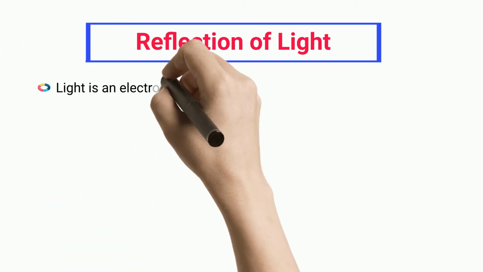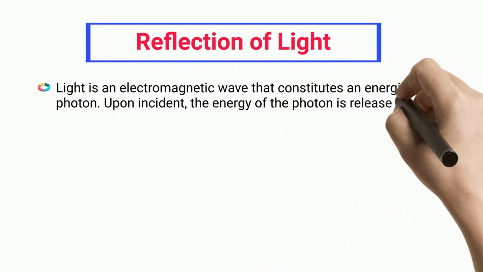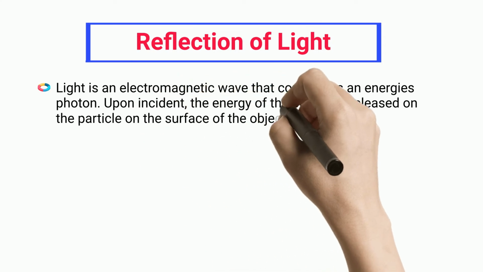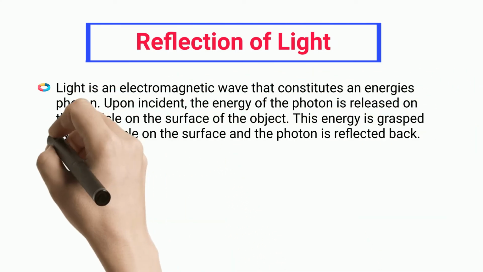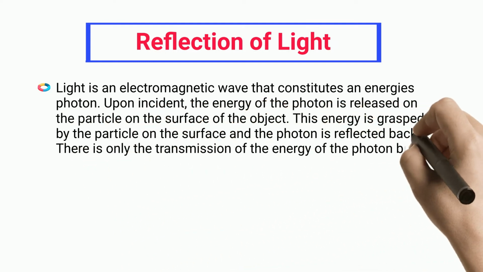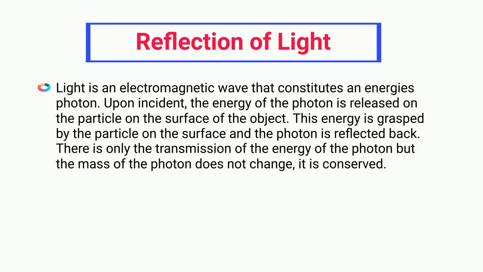Reflection of light. Light is an electromagnetic wave that constitutes an energy's photon. Upon incident, the energy of the photon is released on the particle on the surface of the object. This energy is grasped by the particle on the surface and the photon is reflected back. There is only the transmission of the energy of the photon, but the mass of the photon does not change, it is conserved.